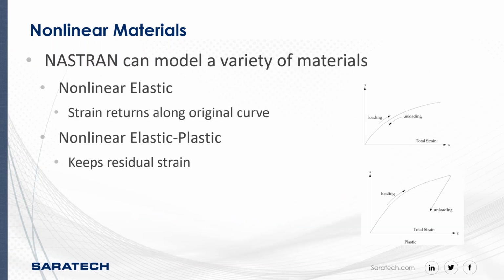The first one is a nonlinear elastic material. So the strain returns along the original curve, whatever actually yielded. And then the other one is nonlinear elastoplastic, where you have reached a location where it has yielded, and then it's going to keep that residual strain inside the structure. So we've made it past the yield point, and we're doing stuff after that, and it is now going to permanently deform the structure.